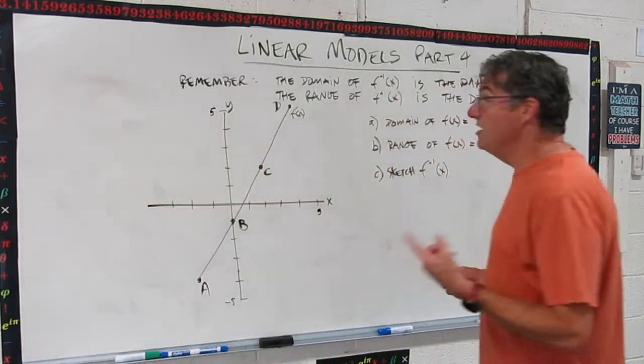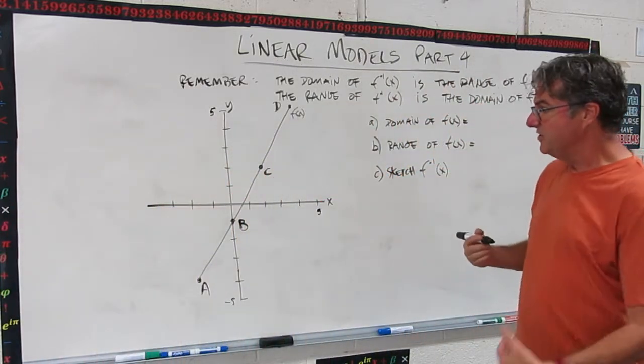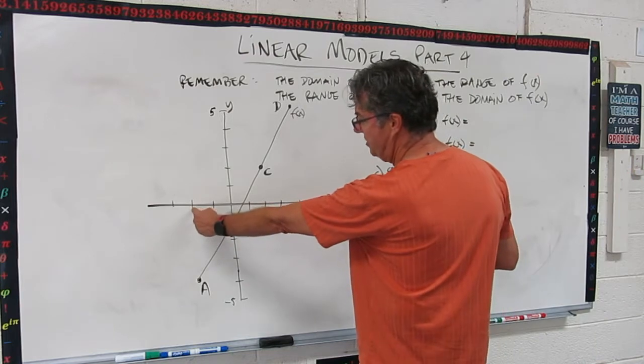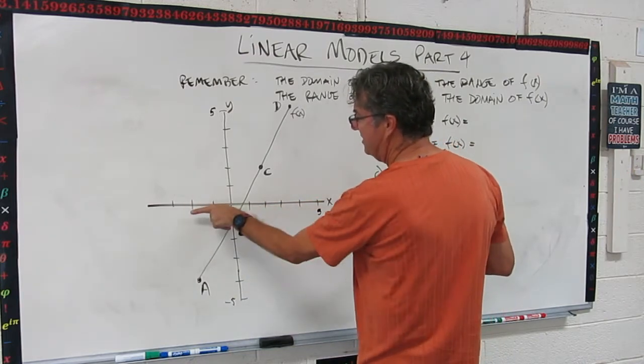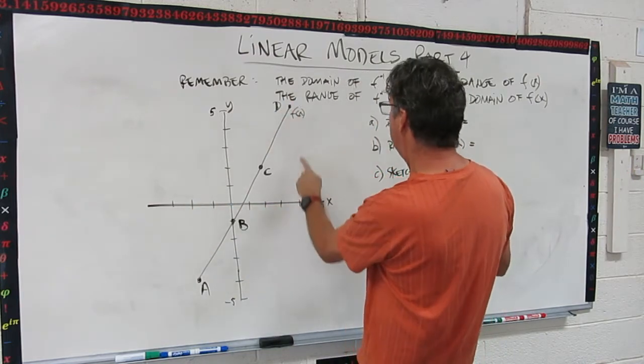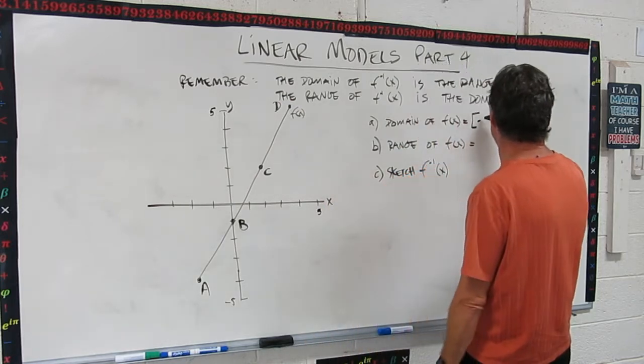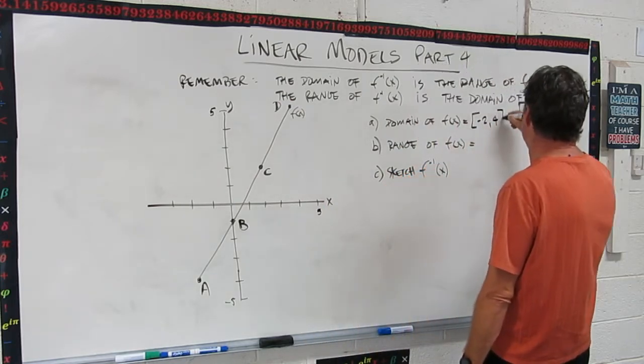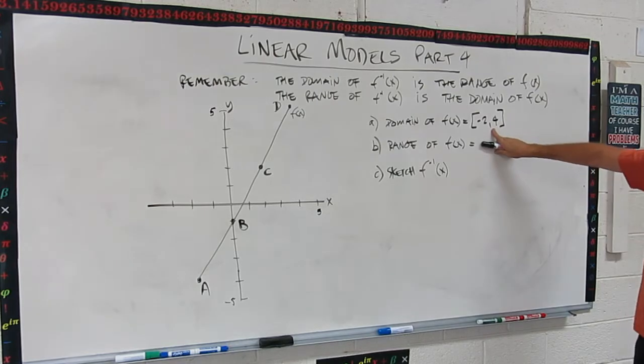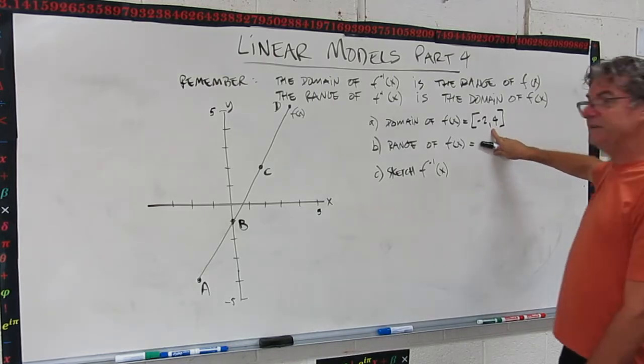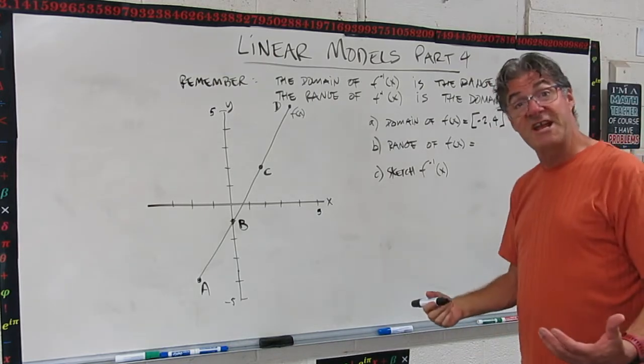The domain is the range of x values. So we have -2 here, this point there, that's -2, and this one is 4. So this would be [-2, 4]. I'm using the simple notation with the square brackets just because that's nice and quick. Okay, now try to do the range of f of x.